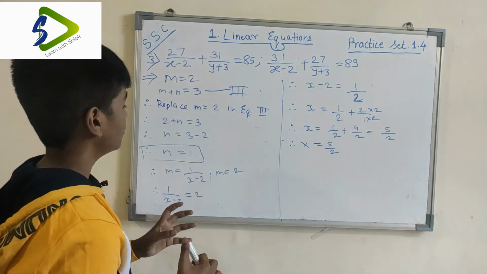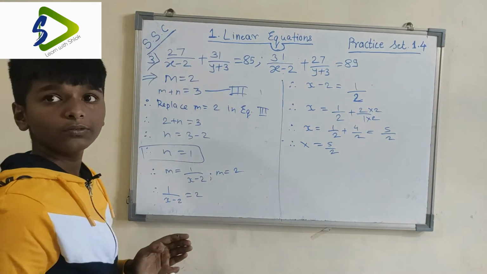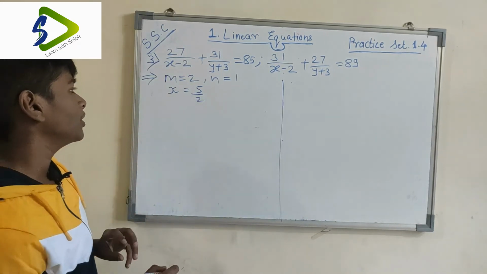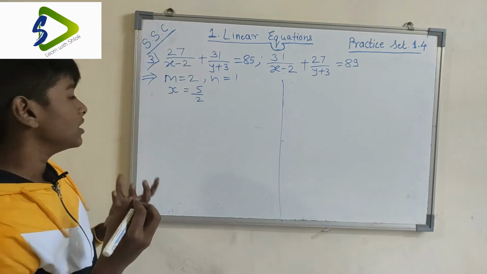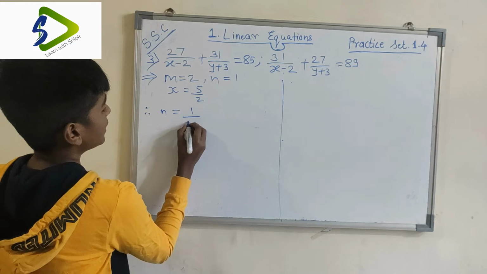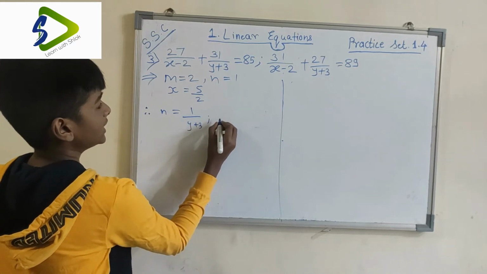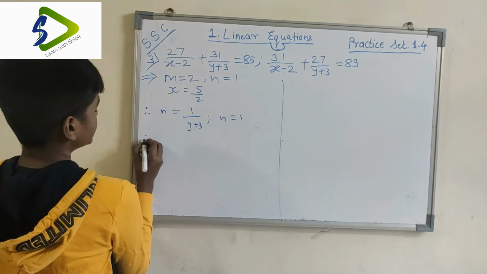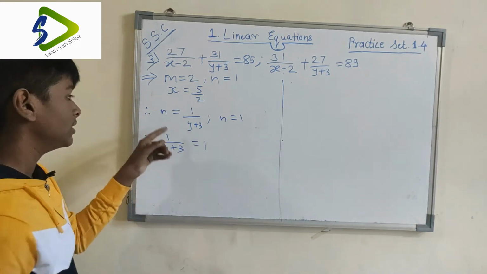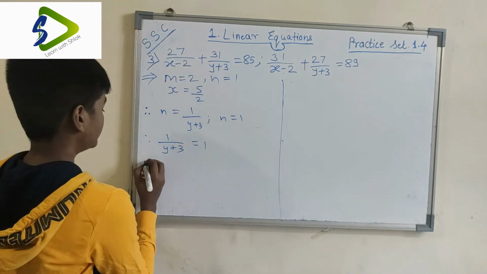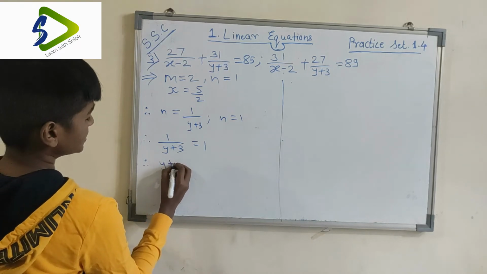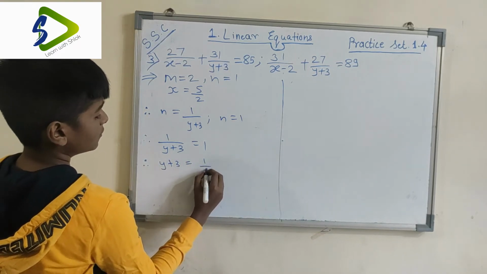Now let's find the value of y in the equation. So now that we have found the value of x, we can find the value of y. We consider n is equal to 1 by y plus 3, and also that n is equal to 1. So that means 1 by y plus 3 is equal to 1, because n and this are the same. So let's take this one to the other side. I want to remove this one. So it becomes y plus 3 is equal to 1 by 1, which is just 1.